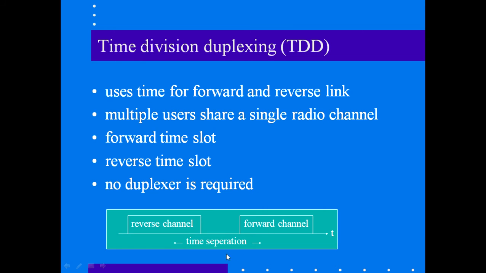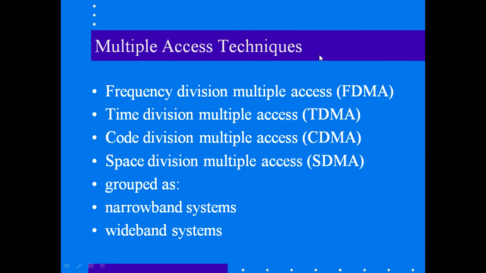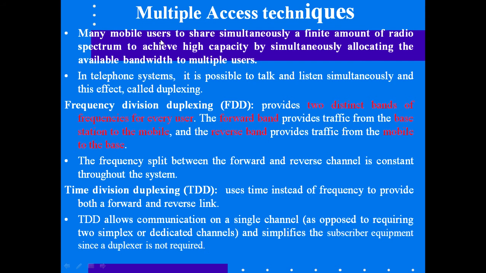This diagram explains the difference between the forward and reverse channel in terms of time domain. And this is the classification of multiple access, as we said already. These multiple access techniques can be categorized into two different systems, that is the narrowband system and the wideband system. So this is the introduction of multiple access techniques, along with FDD and TDD.